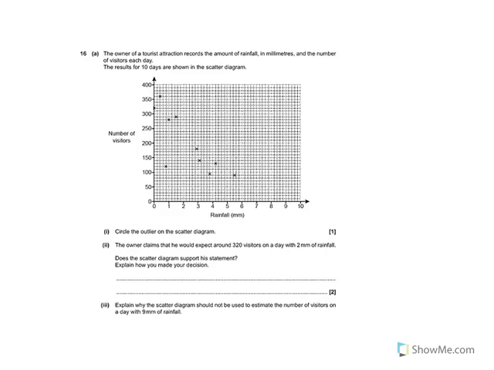Question 16. The owner of a tourist attraction records the amount of rainfall in millilitres and the number of visitors each day. The results for 10 days are shown in the scatter diagram. So you've got the scatter diagram shown. Circle the outlier on the scatter diagram.